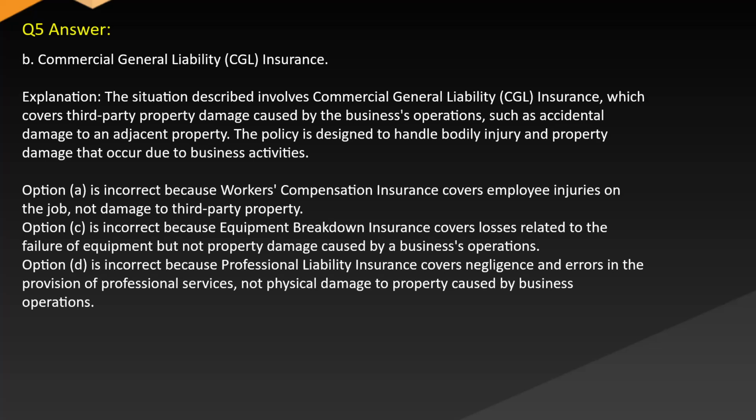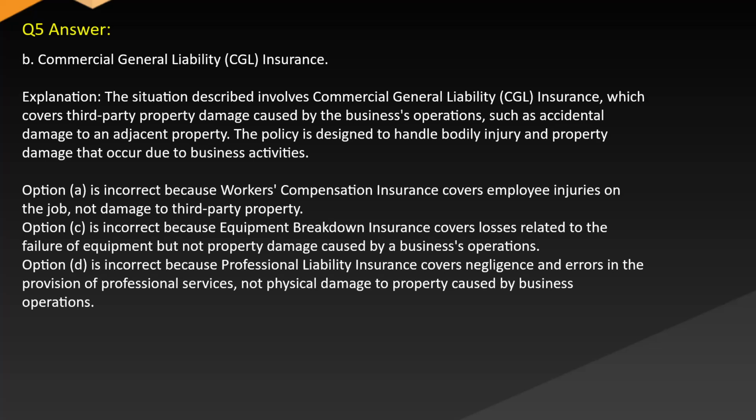Explanation: the situation described involves commercial general liability (CGL) insurance, which covers third-party property damage caused by the business's operations, such as accidental damage to an adjacent property. The policy is designed to handle bodily injury and property damage that occurred due to business activities.